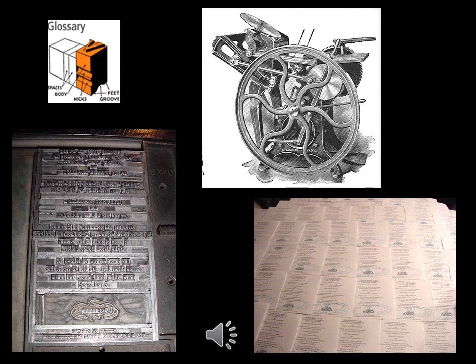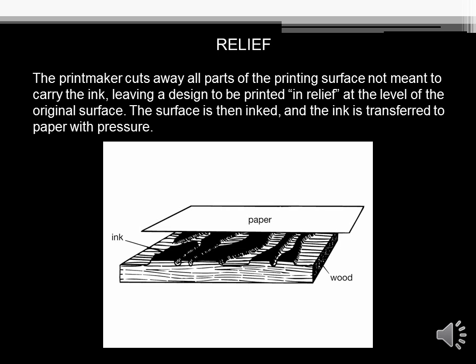Upper right-hand corner is an example of a letter printing press. In the lower left-hand corner, we have an example of a plate that would be typically used, say, for a newspaper, invitations, anything like that. Now, on the right lower-hand corner is the result of the printing process of the plate on the lower left-hand corner. Relief printmaking is pretty much where it all started.